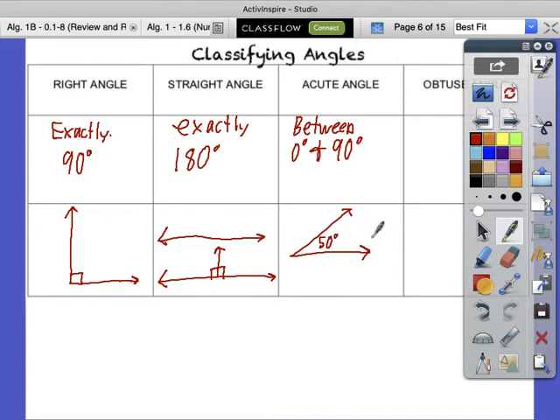Isn't a circle just 360 degrees? Don't you have to draw a little half circle, like an arc? Yes, like this. That's actually something different we'll talk about in a bit. That's how we mark congruent angles. Great question. Then we have obtuse angle, okay?